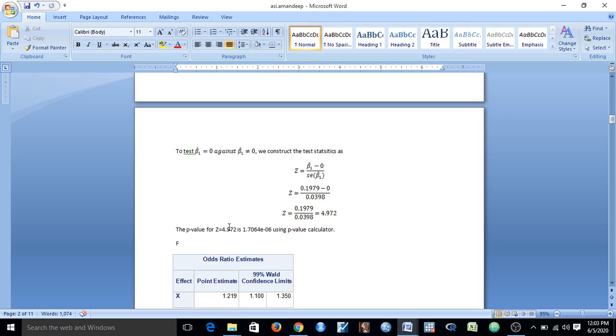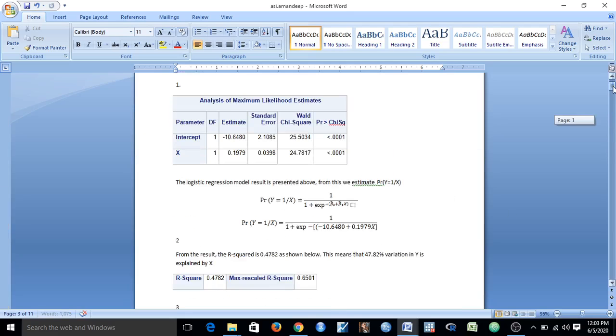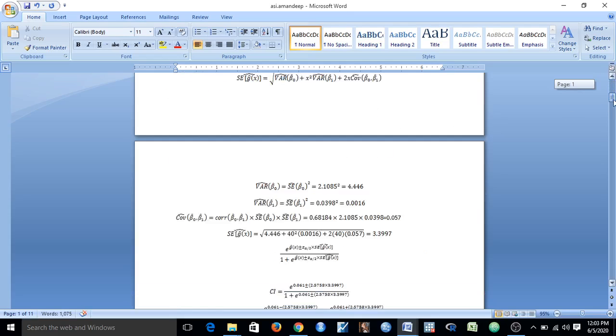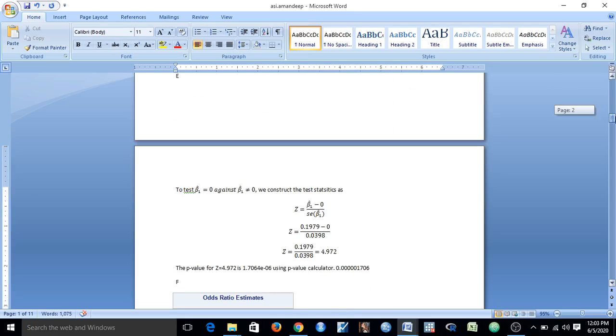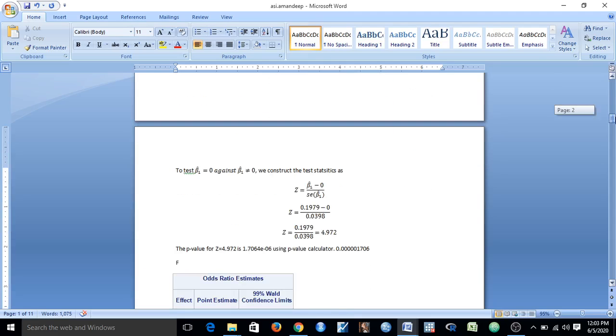So the p-value for z equals to 4.972 is 1.706 times exponential of minus 6, which is something like 0.0001706. So that is why the software said it is less than 0.001, because it's too close to 0, as you can see here.